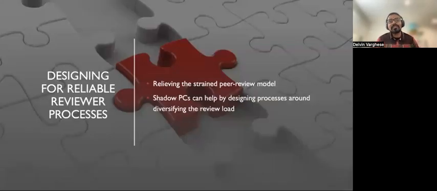One of the ongoing challenges in conferencing spaces is the reliability of the reviewer model. Many of us have experience with the peer reviewing process, and we love it and we hate it. The current peer review model is very strained, and Shadow PCs can help by designing additional processes for training more ECRs so that they're better equipped to be doing reviews, and helping ECRs to enter the stream much more quickly as well.